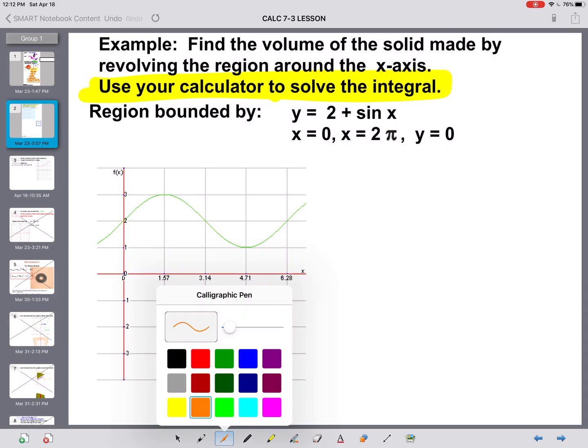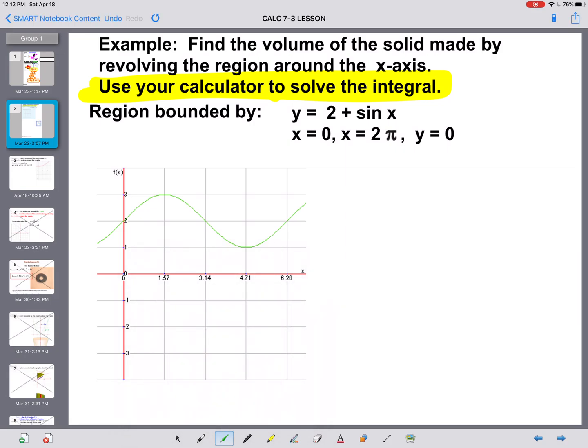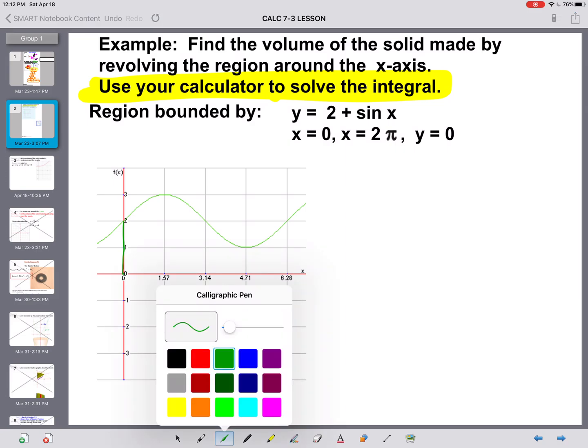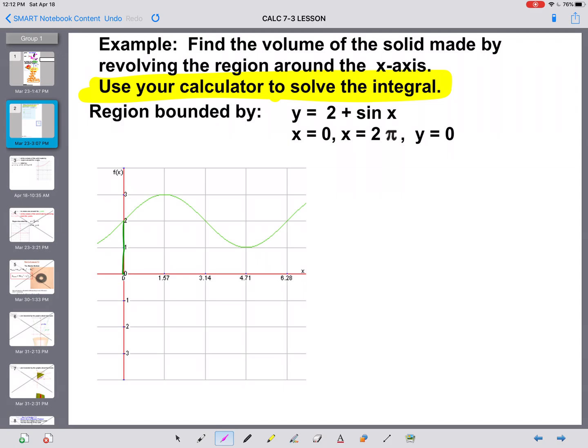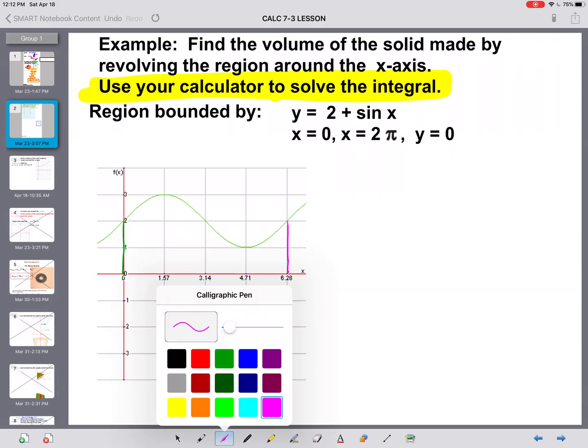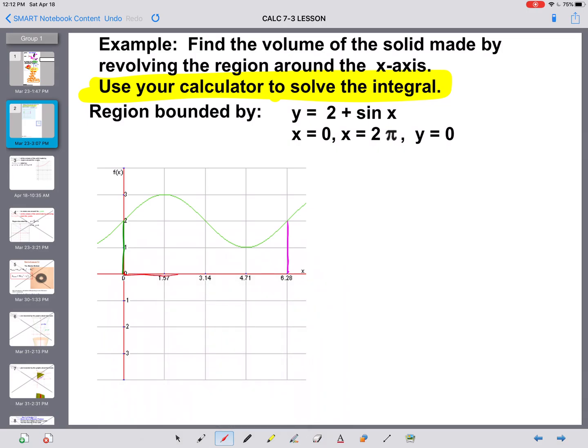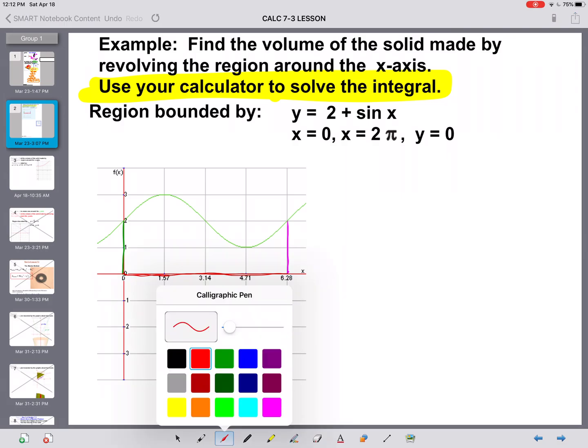Where is x equals 0? That's right here. Where is x equals 2 pi? That's right here. Where is y equals 0? I think you know that. That's right here. That's the x-axis. So look at that region. We're going to revolve it around the x-axis, okay?